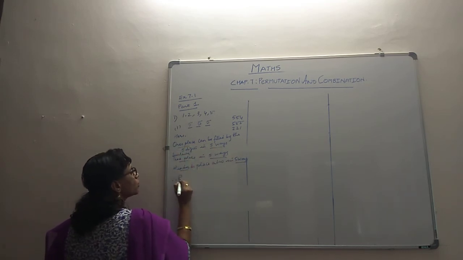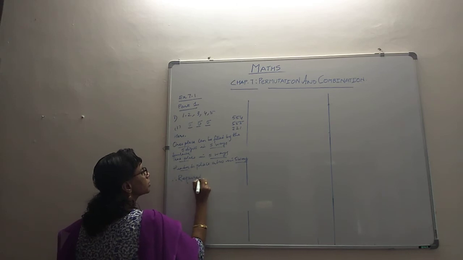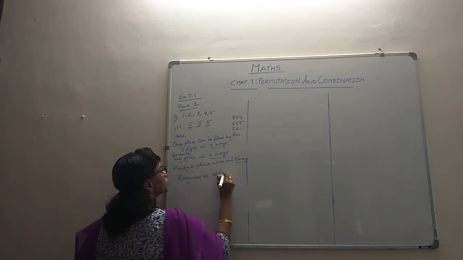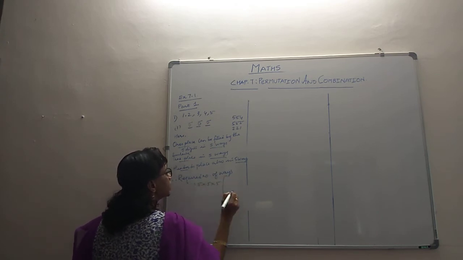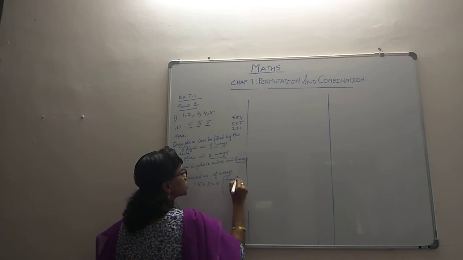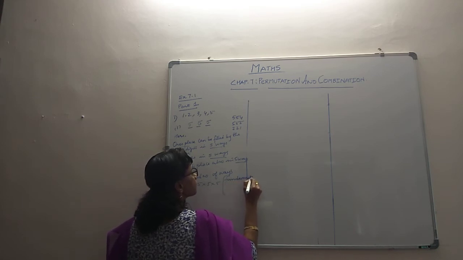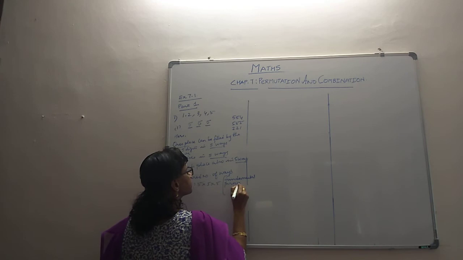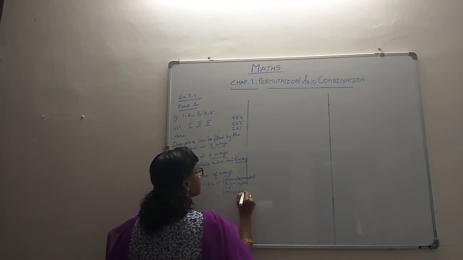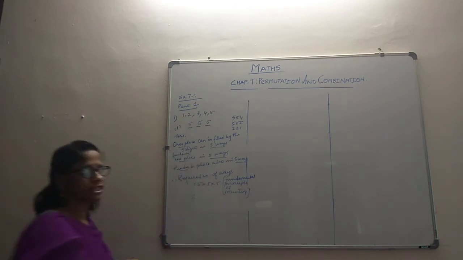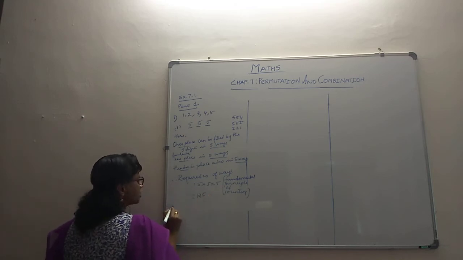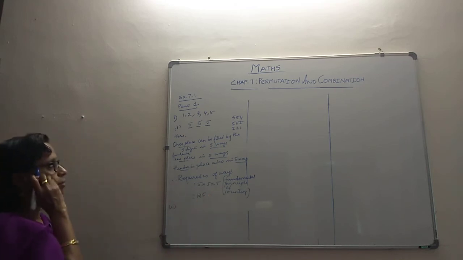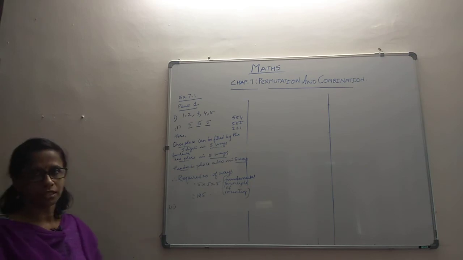Therefore, the required number of ways is 5 into 5 into 5. How did we get it? We got it by the fundamental principle of counting. So how much does it come to? 5 fives are 25, 25 into 5 is 125. So the total number of ways of doing it is 125. That's about the number of ways of getting these numbers formed.